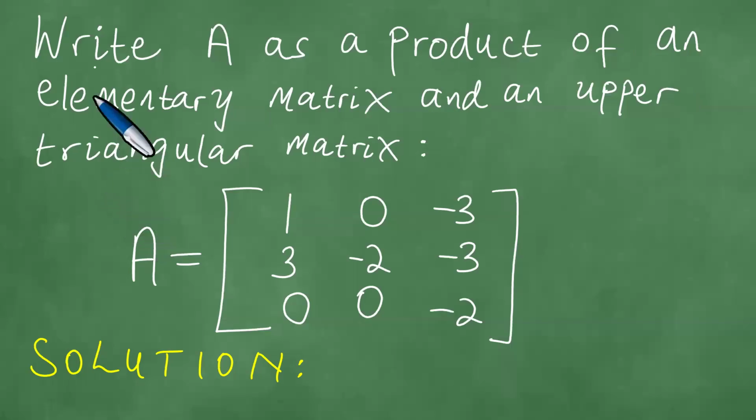In this lesson, we shall write A as a product of an elementary matrix and an upper triangular matrix, given the 3 by 3 matrix A with the first row 1, 0, -3, the second row 3, -2, and -3, the third row 0, 0, and -2. We present a solution to this problem in a step-by-step fashion as follows.